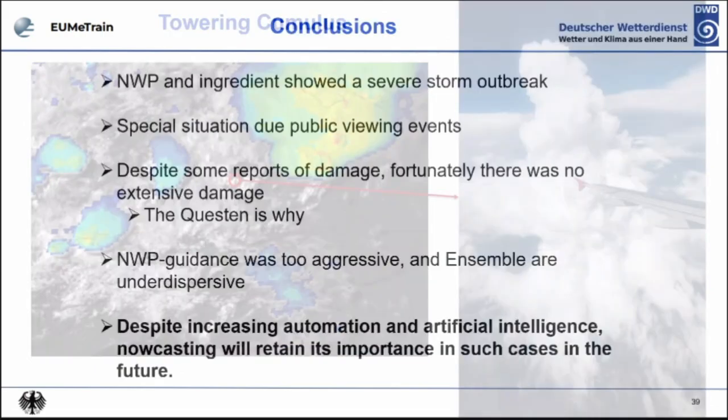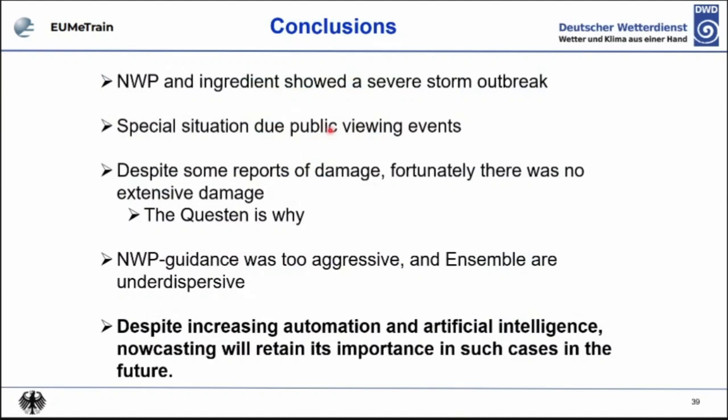So let's go to the conclusions. We had NWP models and ingredients which showed a severe storm outbreak. There was a special situation due to the public viewing event, despite some reports of damage. Fortunately, there was no extensive damage, and the question is why? Why was there no such severe thunderstorm? And I actually didn't really know. Maybe despite increasing automatization and the use of artificial intelligence, nowcasting will retain its importance in such cases in the future. And so far, that's my conclusion for this case.